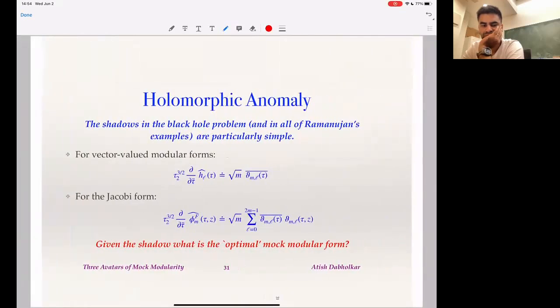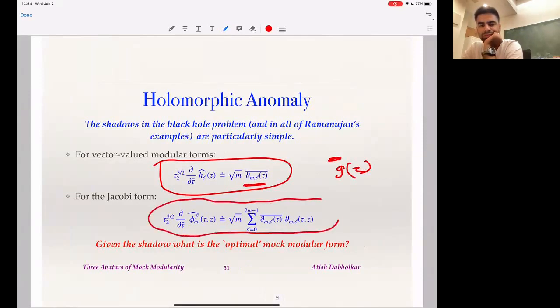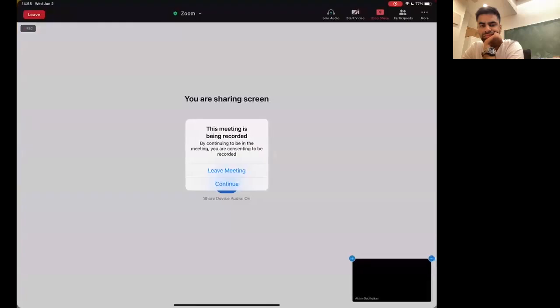And once again, you can characterize it by a holomorphic anomaly equation like that. And in this case, the holomorphic anomaly is given by G bar of tau, which is a particularly simple theta function itself. So in fact, you can summarize our entire result by this very nice holomorphic anomaly equation, which is expressed entirely in terms of theta functions. Okay, and you can ask the question, given this shadow, can you construct a mock modular form which has some nice properties? It's called optimality, that whose Fourier coefficient grows as slowly as possible. And the answer was solved famously.